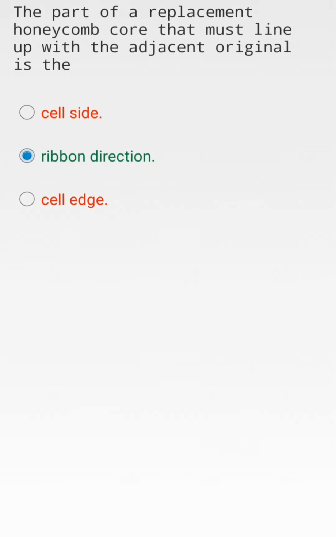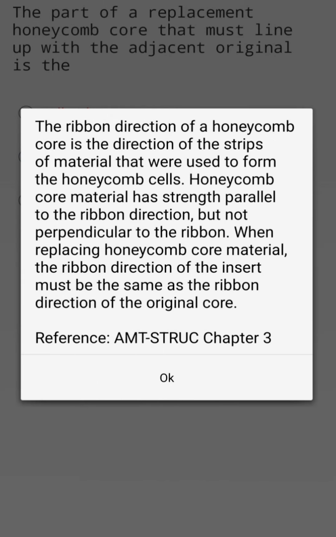The part of a replacement honeycomb core that must line up with the adjacent original is the ribbon direction. The ribbon direction of a honeycomb core is the direction of the strips of material that were used to form the honeycomb cells. Honeycomb core material has strength parallel to the ribbon direction, but not perpendicular to the ribbon. When replacing honeycomb core material, the ribbon direction of the insert must be the same as the ribbon direction of the original core.